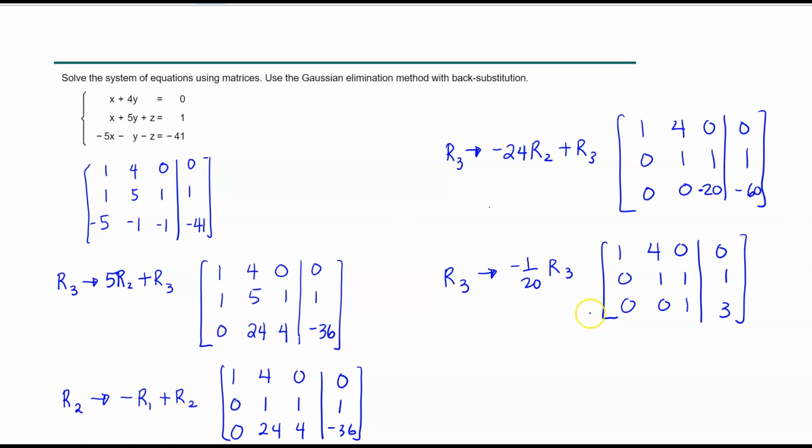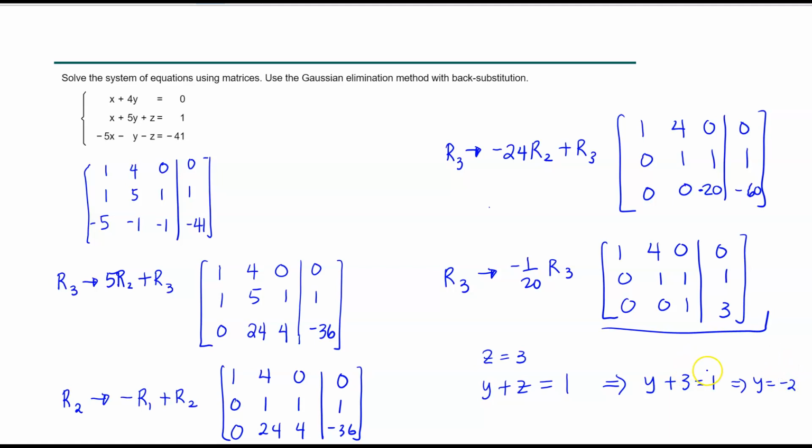Then from here, we can just perform backward substitution to solve our system. From here, we can say that Z is equal to 3. That's our resulting row echelon form. Then this equation is just Y plus Z equal to 1. But Z is already equal to 3, so Y plus 3 is equal to 1. That means Y is equal to negative 2.